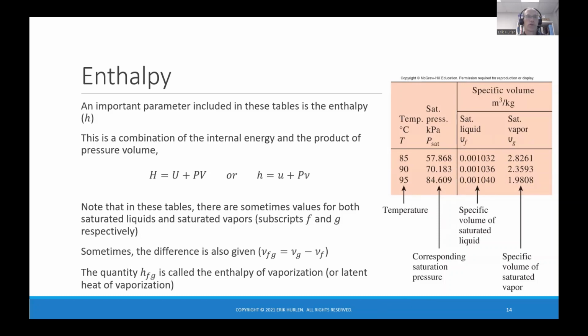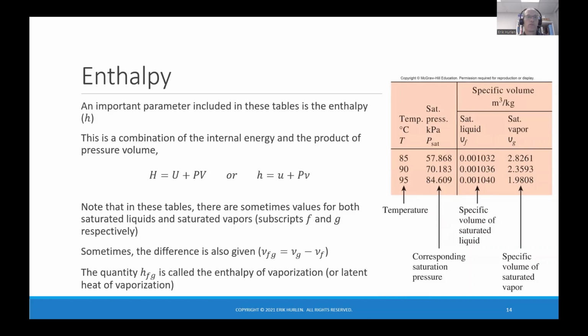Note that two values are shown here, nu F and nu G. Subscript F is the value for a saturated liquid, while subscript G is the value for a saturated vapor. The value of a saturated mixture can be found using these two values. We will see how to do this in a minute.